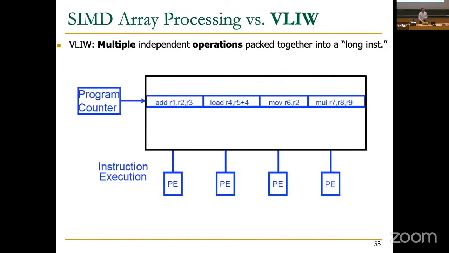Okay, so now let's contrast this to VLIW. Yesterday, I showed you this picture. We looked at VLIW. We had a single program counter that would fetch a long instruction word, right? Multiple independent operations are packed together into a long instruction. And these independent operations had nothing to do with each other, right?